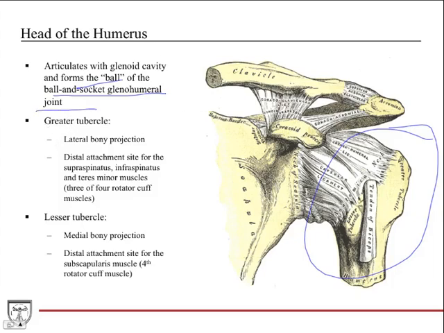It has a greater tubercle, which is this bony prominence here. It's a lateral bony projection. It's a distal attachment site for several rotator cuff muscles: supraspinatus, infraspinatus, and teres minor muscles. We'll go over these muscles in a few slides. These are 3 of the 4 rotator cuff muscles. There's the lesser tubercle, which you can see here, which is the more medial bony projection. It's a distal attachment site for the subscapularis muscle, which is the 4th rotator cuff muscle.